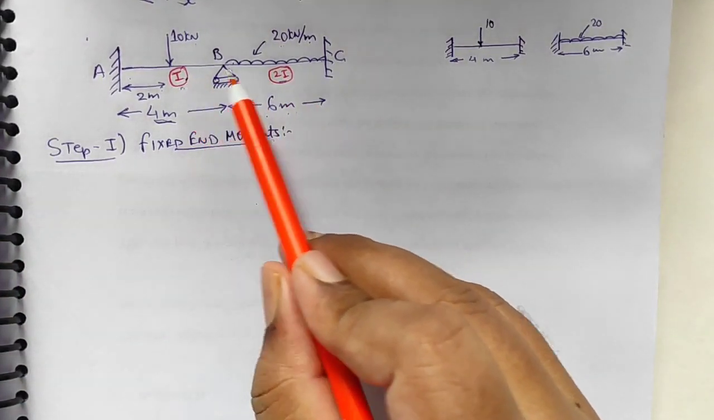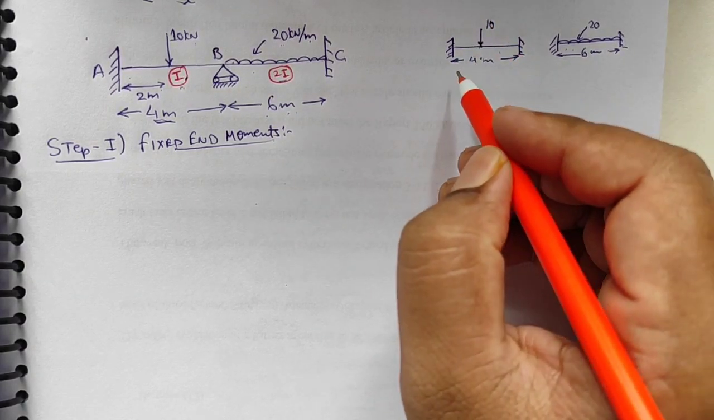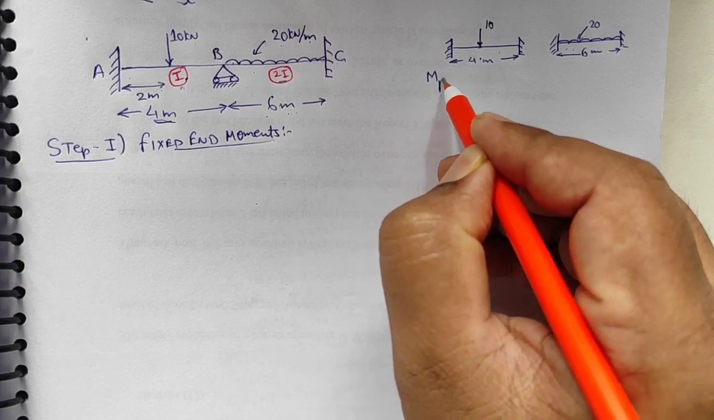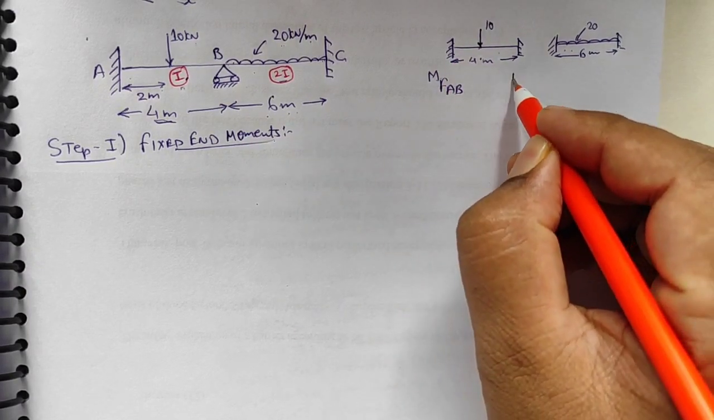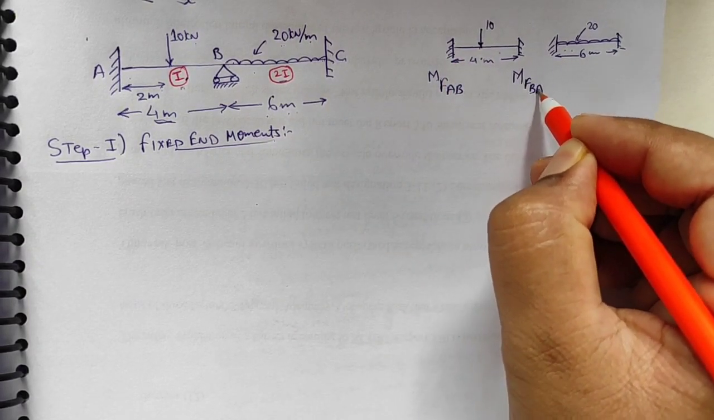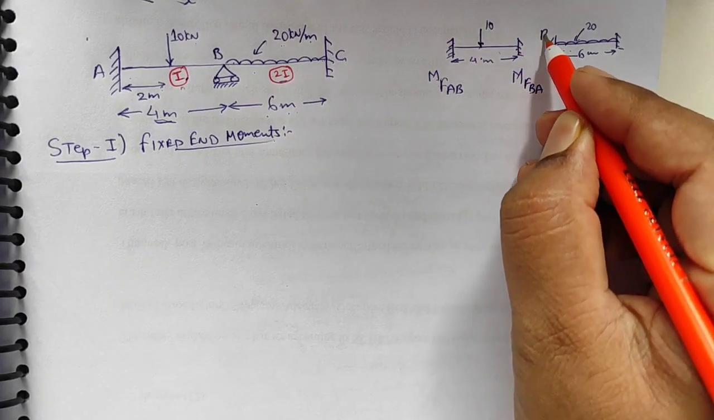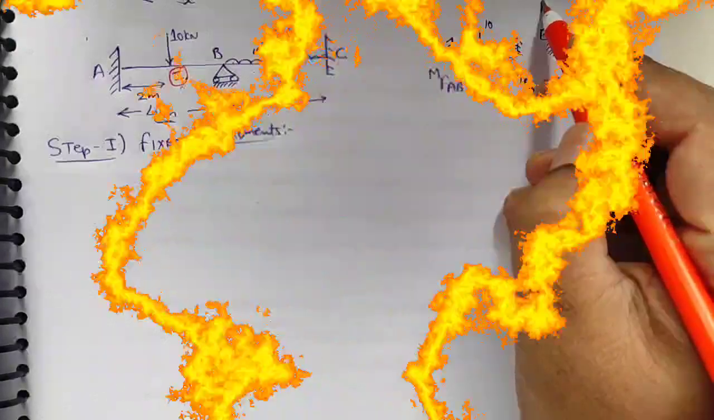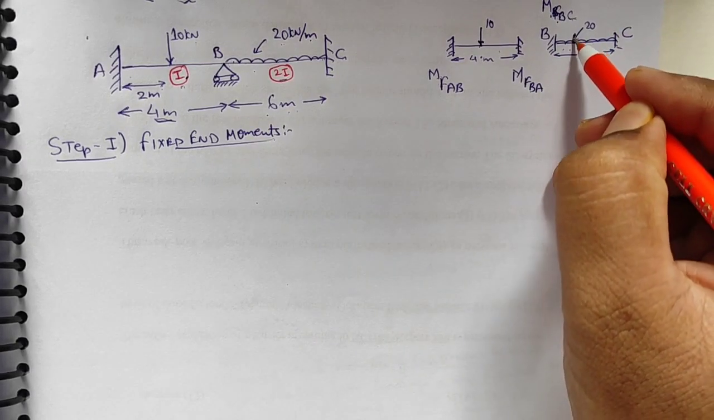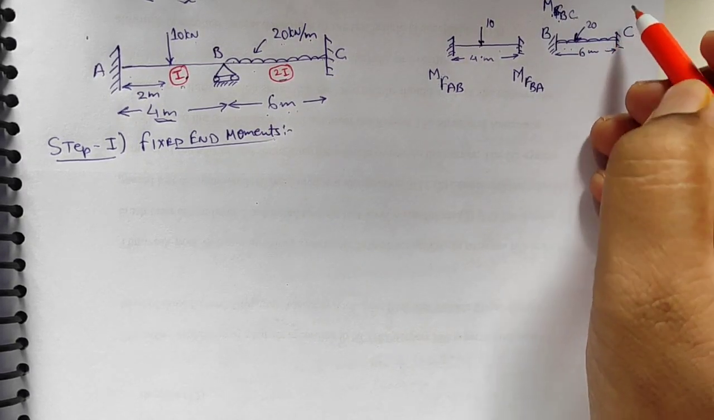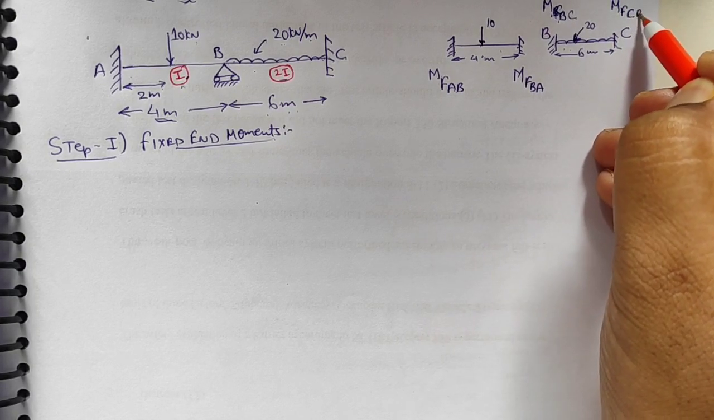Now I'll divide my beam into independent beams to simply solve the fixed end moments. On this side I'll get MFAB, which is the moment acting at end A. Similarly, I'll find MFBA, the moment acting at end B due to point loading. Similarly, this is the BC beam where I will get MFBC, the moment acting at end B due to the 20 kilonewton per meter UDL. Similarly, at end C, my fixed end moment will be MFCB.